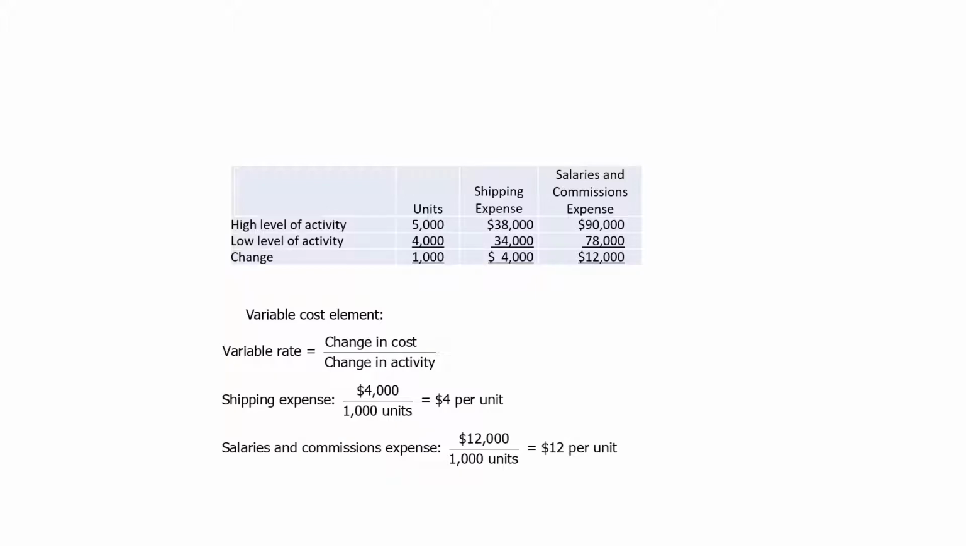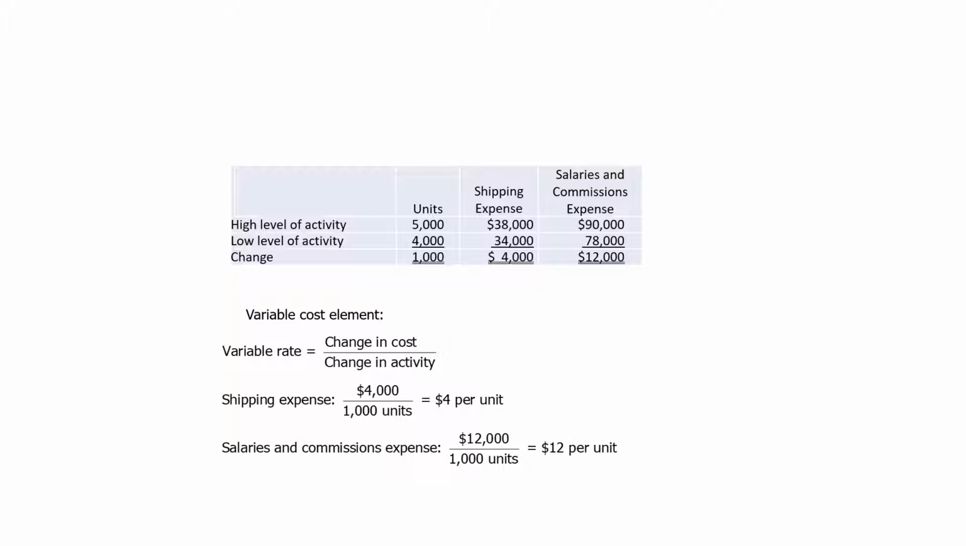Let's move on to part 2. In part 2, it says using the high-low method, separate each mixed expense into variable and fixed elements. So the first, there's shipping expense, salaries and commissions expense. I believe those were our only two. So the first thing we want to do is determine their variable rate. Remember how we do this. We take the change in cost, high and low, and the change in units, high and low.